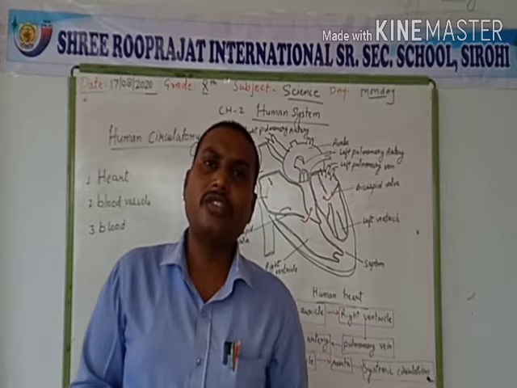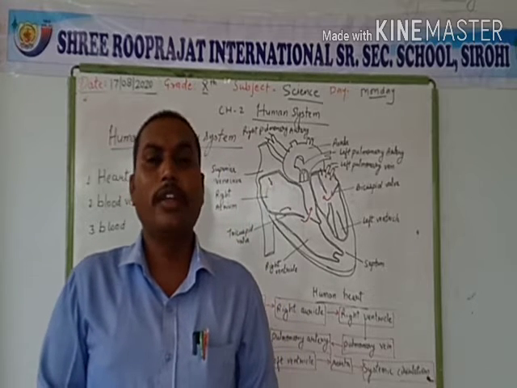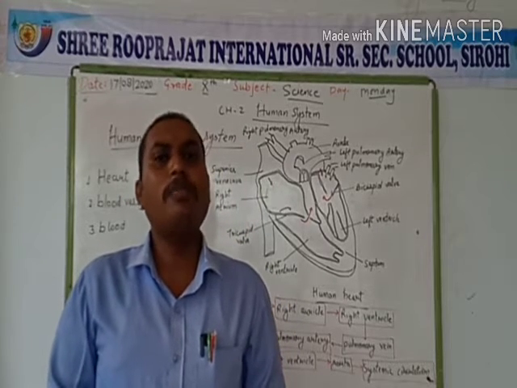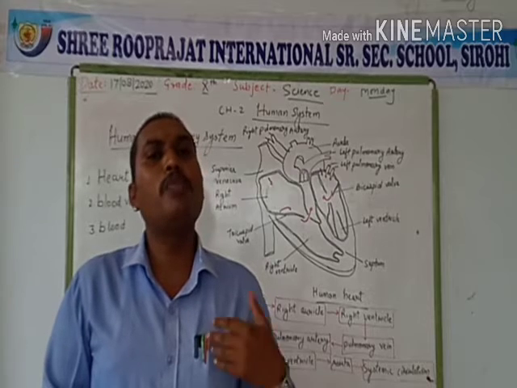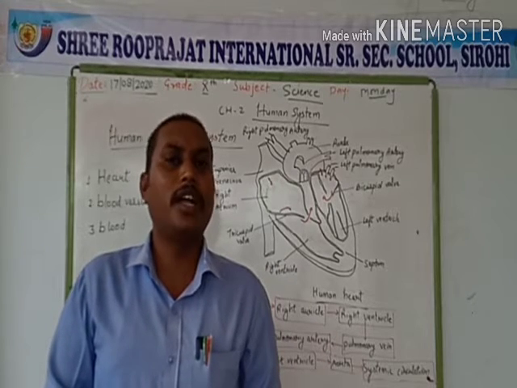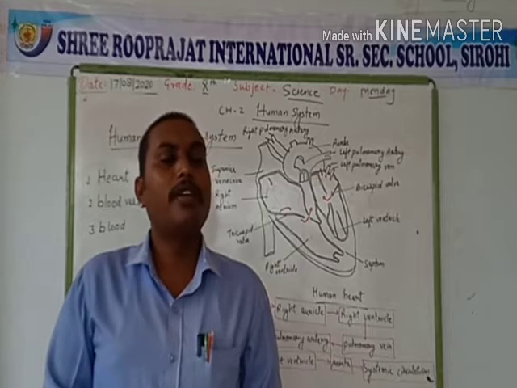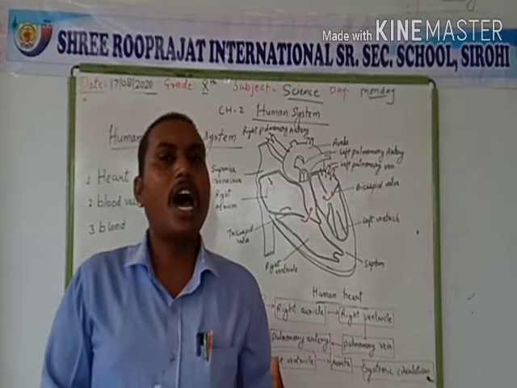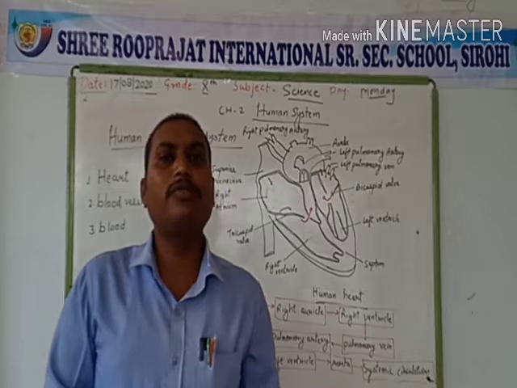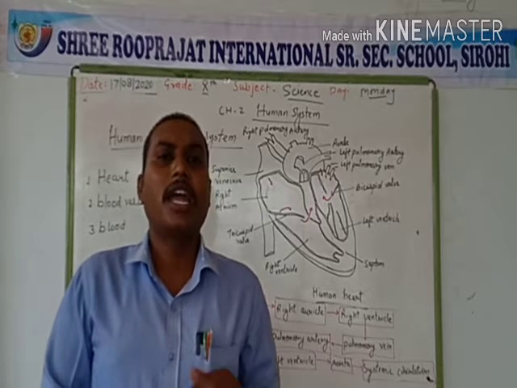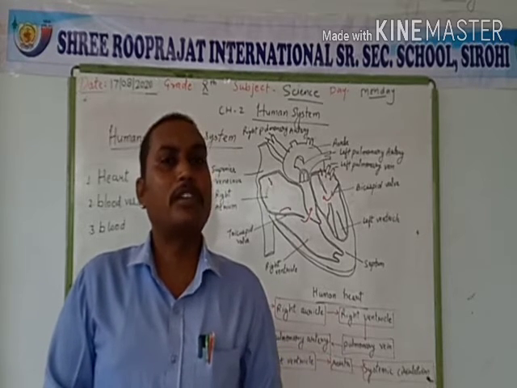the aorta is the largest artery of our body. It carries the pure blood from the heart to all parts of the body. It transfers the oxygenated blood, or the pure blood, from the heart, from the left ventricle. It carries the blood and transfers it to all parts of the body.